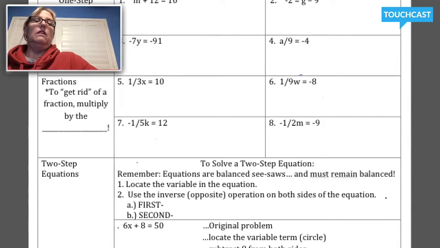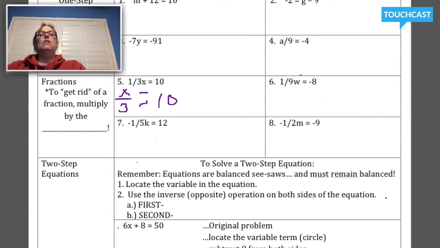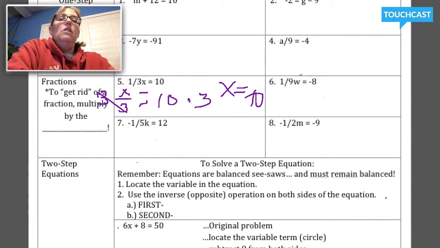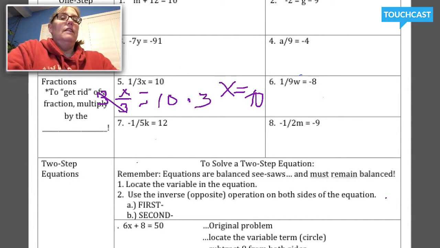Pause it. Okay, once again, I'm going to write this the way I prefer. One-third x is the same as x divided by 3, equaling 10. The opposite of division, because it's x divided by 3, is multiplication. So like I was saying, I'm going to multiply by 3, and x equals 10.